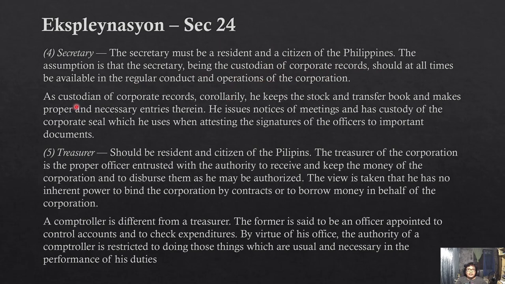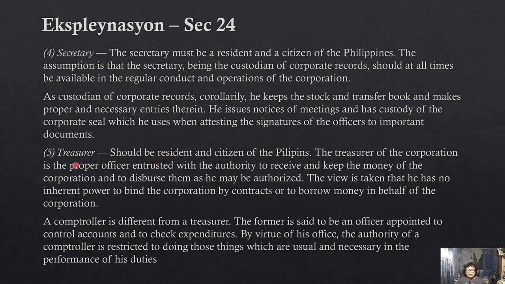In relation to those custodial duties, the secretary also keeps the stock and transfer books and makes the proper necessary entries therein. So the list of who holds stock in the corporation is with the secretary. Those who hold stock are the owners of the corporation. The secretary also issues notices of meetings and has custody of the corporate seal, which he or she uses when attesting the signatures of the officers to important documents. So the secretary is important.